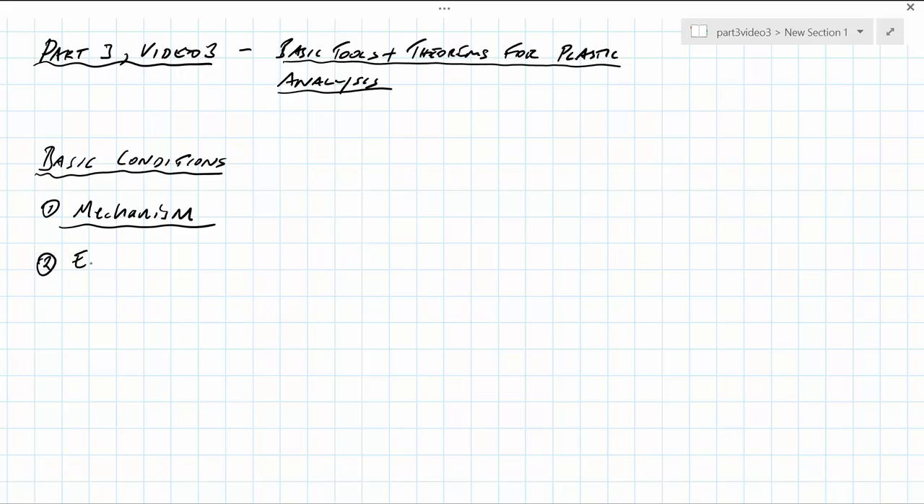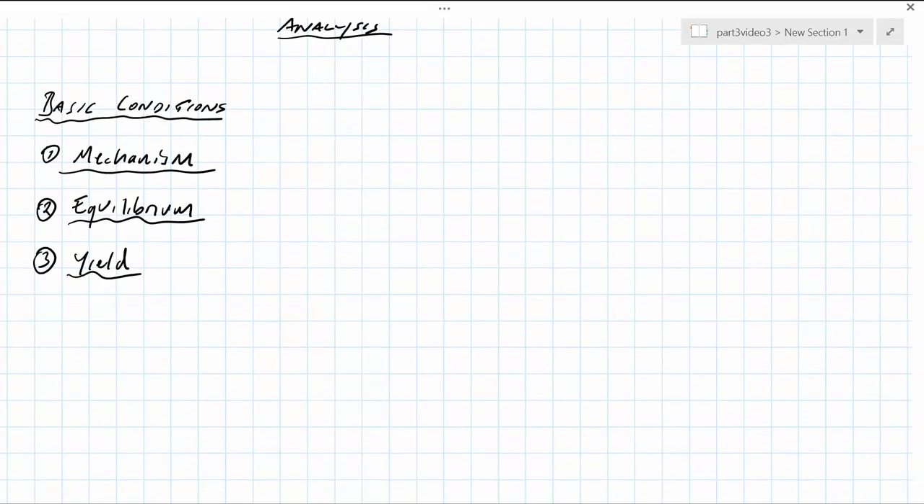Secondly, equilibrium, where the bending moment diagram must be in equilibrium with the applied loads. Thirdly, the yield condition. That is, the plastic moment cannot be exceeded anywhere in the collapse mechanism. Where the plastic moment is exceeded, we say that a yield violation results.